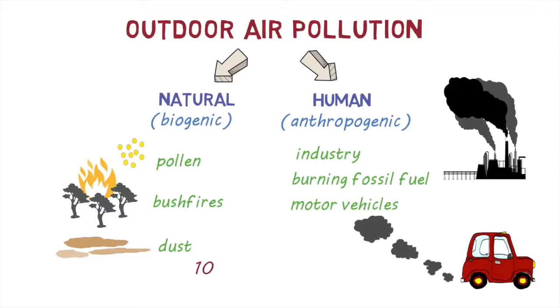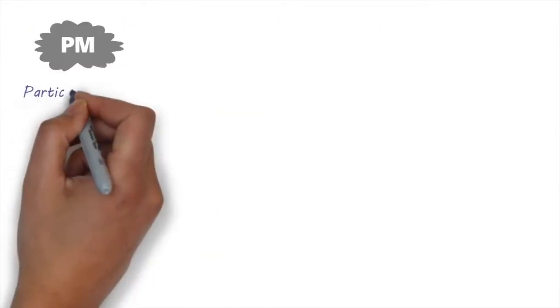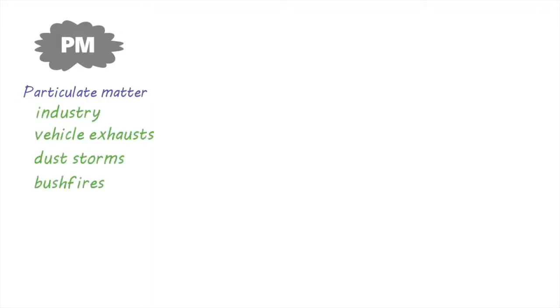There are hundreds of different types of air pollutants. Let's take a quick look at a few important ones. Particulate matter is a complex mixture of small particles and liquid droplets that are mainly from industry or motor vehicle exhausts. Dust storms or bushfires can also generate large amounts of PM. Particulate matter is classified according to the diameter of the particles. The health effects of particulate matter are mostly due to particles that are less than 10 micrometers in diameter. These particles can reach the deepest parts of the lungs and enter the bloodstream.